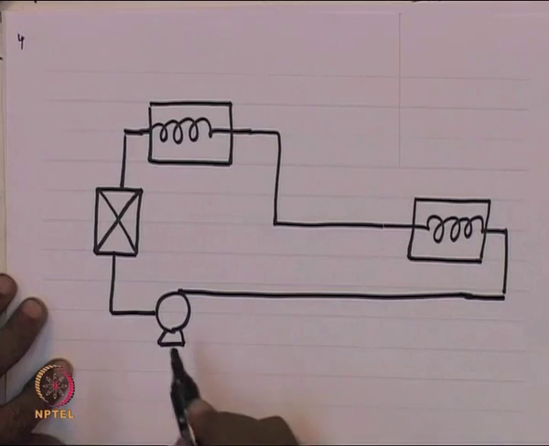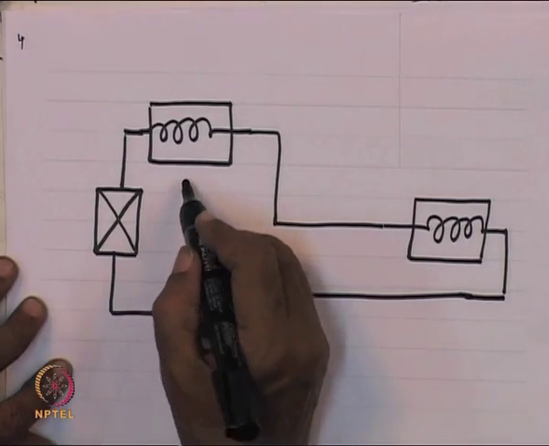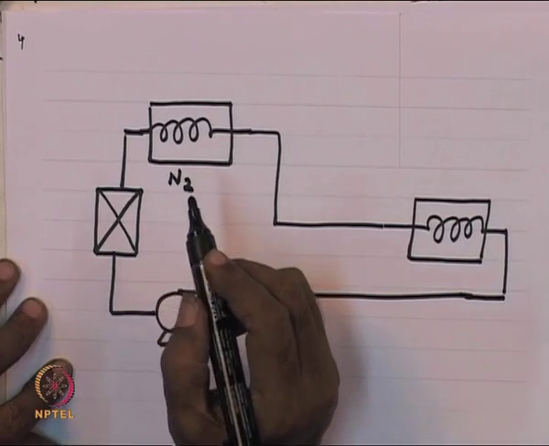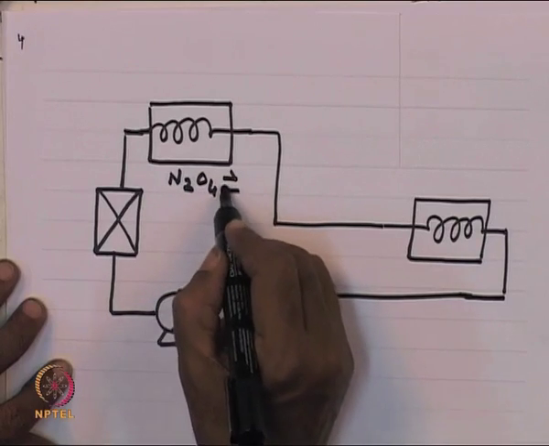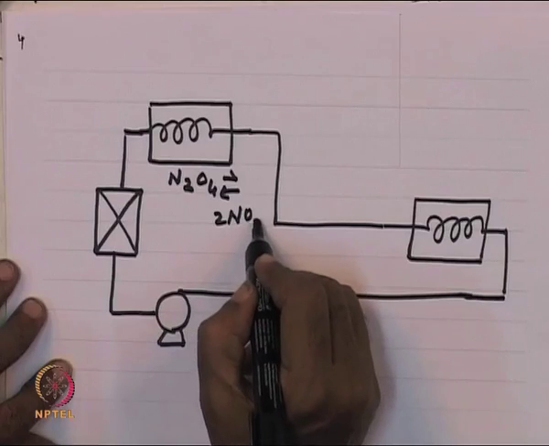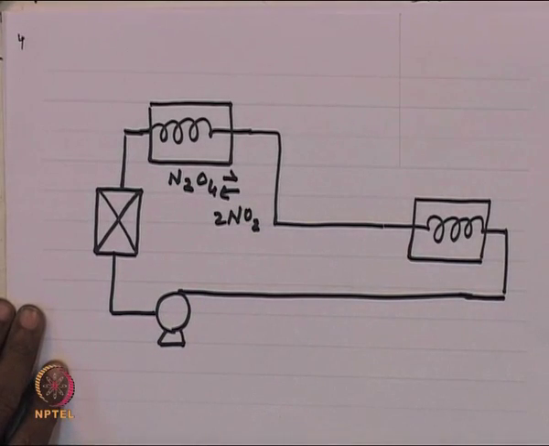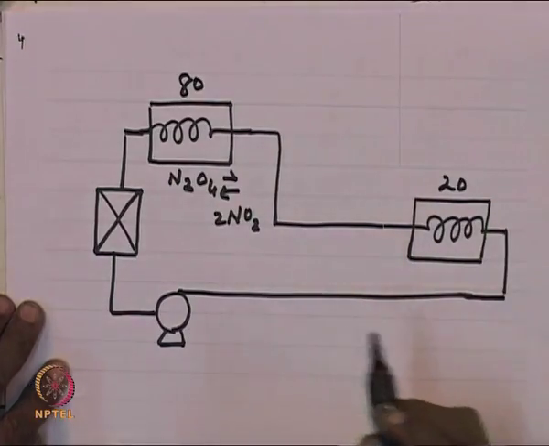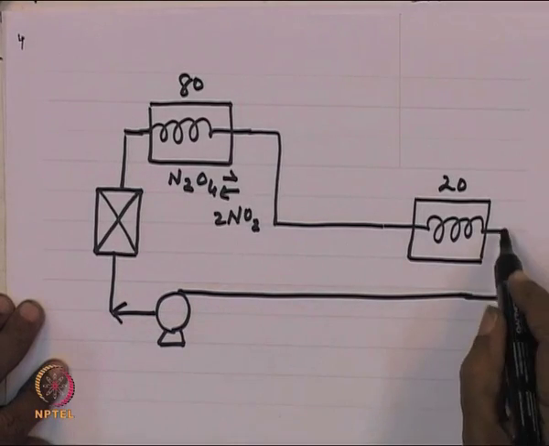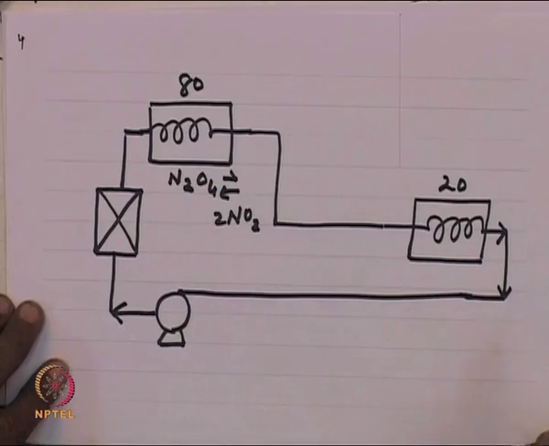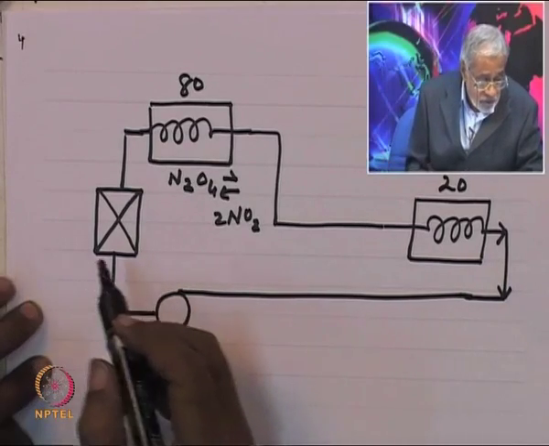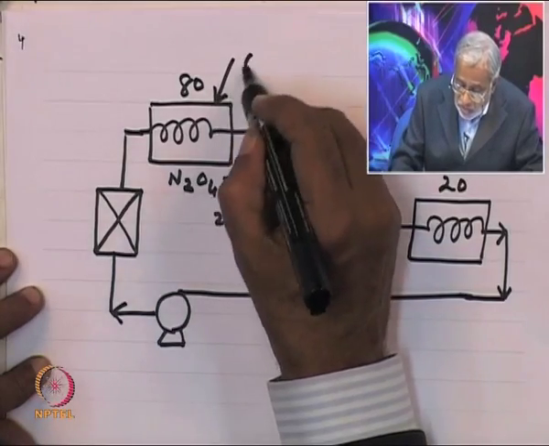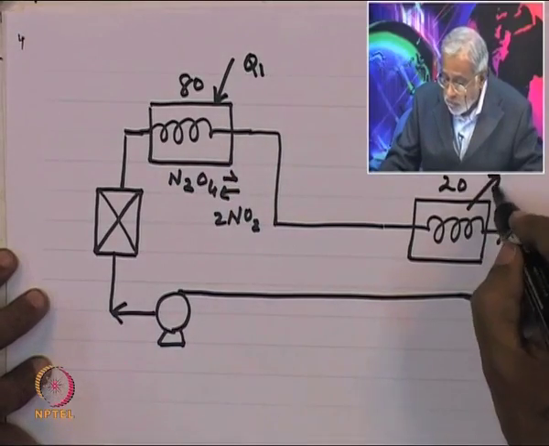So, we have a pump, let us say this is going from N2O4 going to twice NO2, N2O4 going to twice NO2. This is at 80 degrees C and this is at 20 degrees C. So, material is coming in like this and going out like this. So, what we expect is that it picks up heat at 80 degrees centigrade, let us say Q1, and then at 20 it gives out that heat Q2.